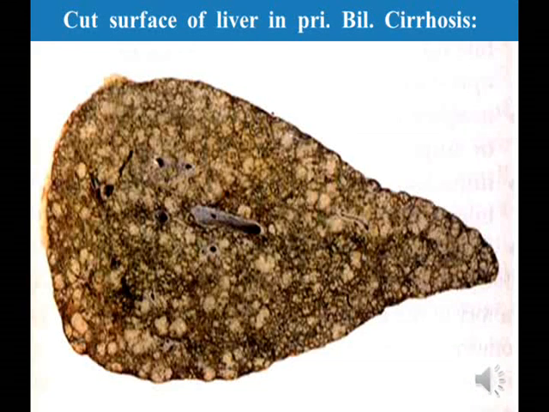So this is a gross picture of primary biliary cirrhosis. As we can see, the section of the liver shows diffuse micronodules, and the liver characteristically shows a greenish color due to the bile. You can see the uniformly varying sizes of these micronodules, slightly green in color.